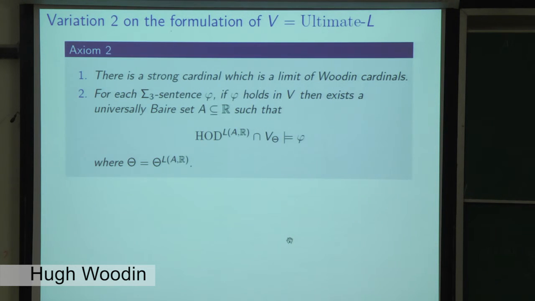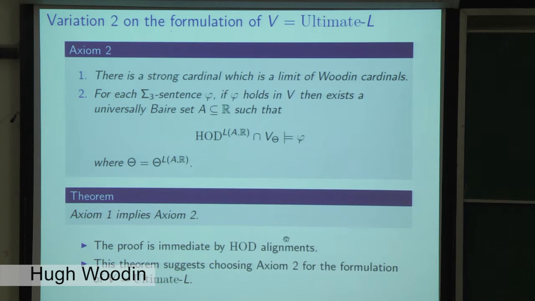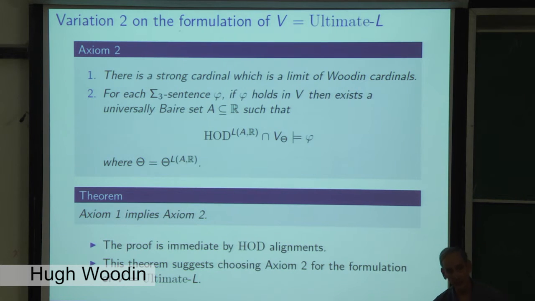All right, so why do this? Well, the theorem is axiom 1 implies axiom 2. That suggests using axiom 2 for the formulation of V is ultimate L, and that's what I've been using. Now, why care? When you formulate the axiom, you want to see what you can prove from it. The more large cardinals you can have present in the axiom and the more reflection you can allow, it's easier to use the 80+ machinery to get consequences. That's the only reason.